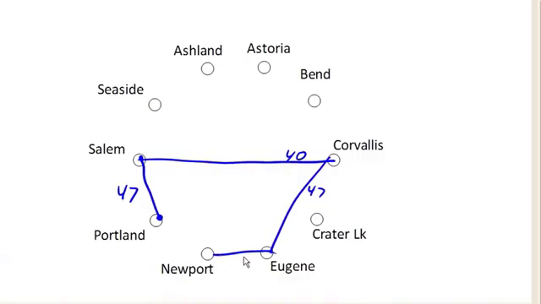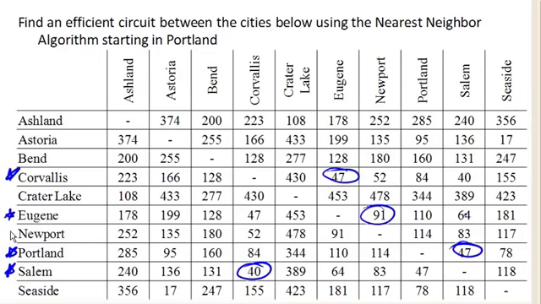Okay, so from Newport now, we're going to go to, let's see, we've already been to Corvallis, Eugene, Portland, and Salem. Just for simplicity, let's do a better job of keeping track of this. We've already been to Corvallis, Eugene, Newport, Portland, and Salem. Great, now I know I'm not going to visit any of those again.